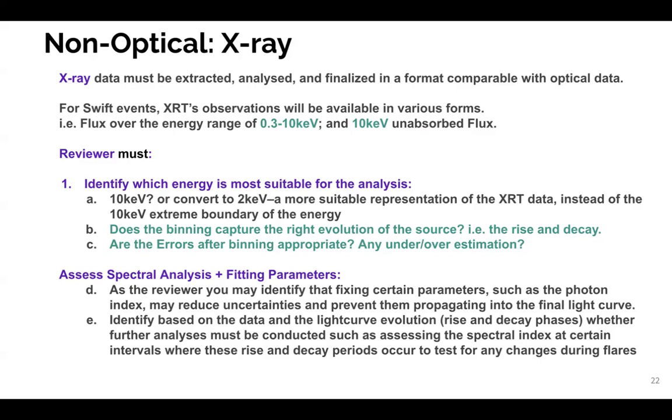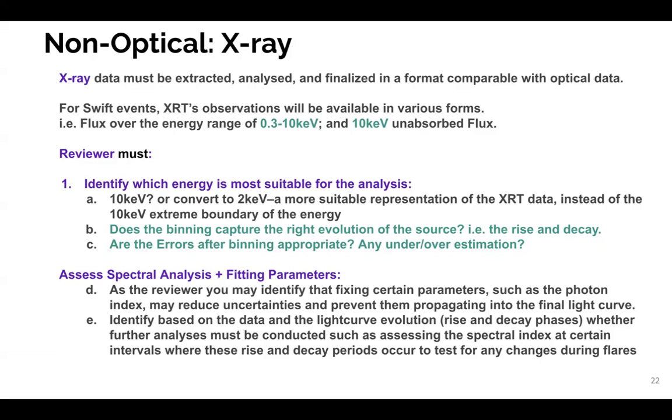They need to evaluate the binning and whether it captures the right evolution and the rise and the decay, and the uncertainty, if it's under or overestimated. Similarly, for the spectral analysis, they need to assess which parameters need to be varied and which need to be fixed. For example, when I was doing the spectral fitting at the beginning, we were varying the photon index, and then upon speaking to a lot of people, including Antonio, they all mentioned that we need to actually fix it to not propagate uncertainties into our light curve.